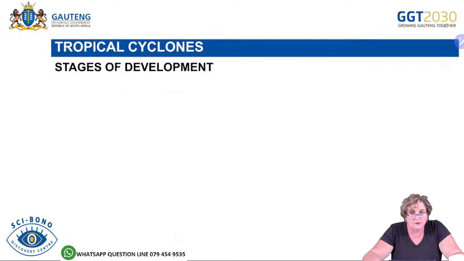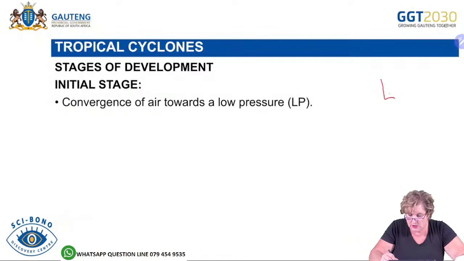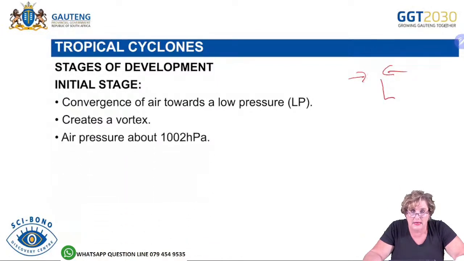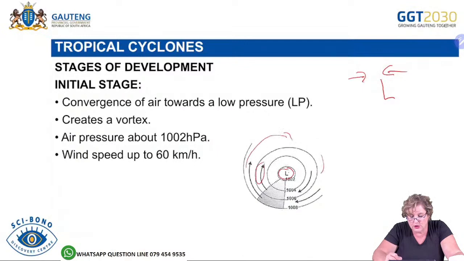What are the stages of development of a tropical cyclone? It starts with the initial stage. What do I have in the initial stage? I have convergence of air towards a low pressure. So I have the low pressure. Now I have air flowing in, converging. It creates a vortex. Air pressure still is at 1002 hectopascal, and the wind speed is not that fast, it's around about 60 kilometers per hour. So there you can see your low pressure in the middle. I can see the clockwise rotation of air.